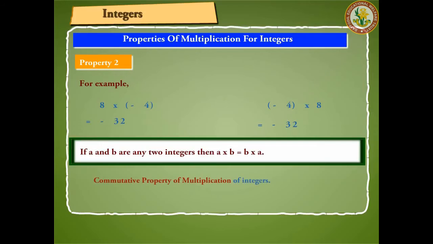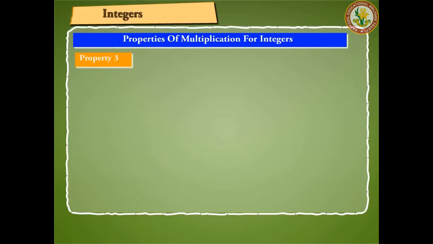This is called commutative property of multiplication of integers. Property 3. Let us multiply any three integers by taking them in different groups and see whether the product in each case is the same.